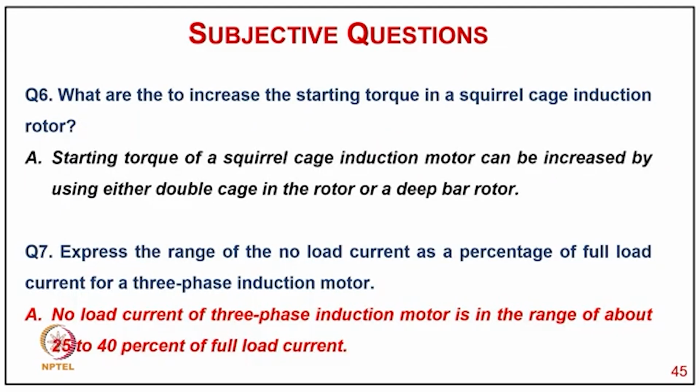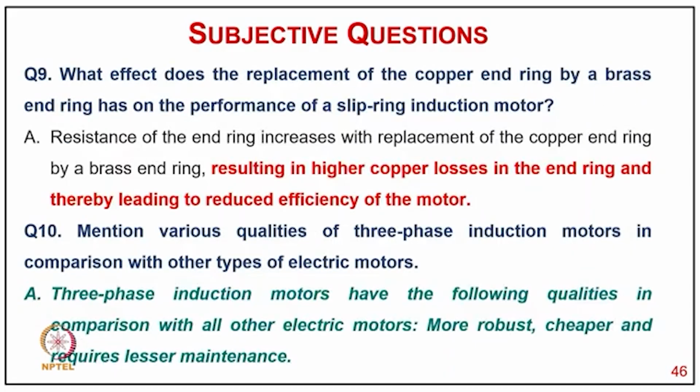So what are the ways to increase the starting torque in a squirrel cage? Okay, starting torque of squirrel cage can be increased by using either double cage or deep bar rotor. Express the range of no load current as a percentage of full load current of three-phase induction motor. No load current of three-phase induction motor is in the range of about 25 to 40% of full load current.